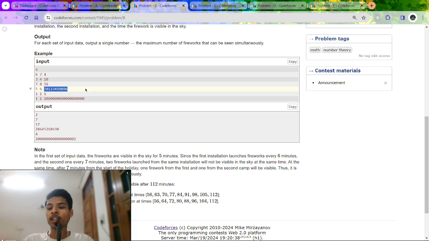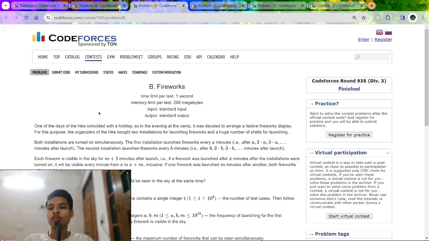If my M is greater than A and B, then simply divide M by A, M by B, and add 2 to the final answer. So that's how you can solve problem B.